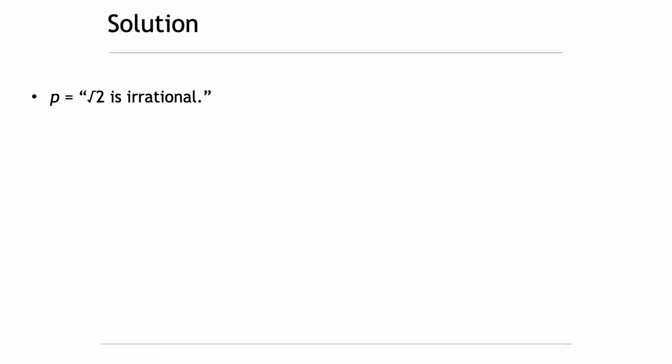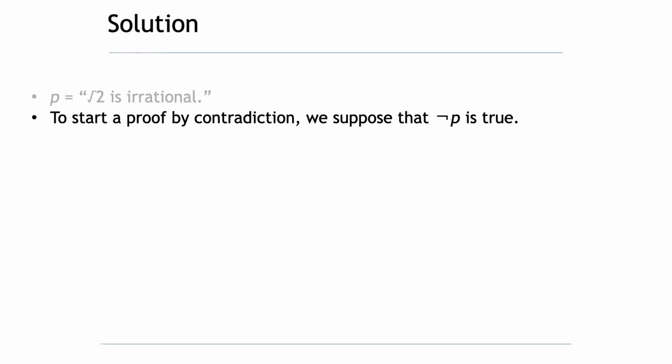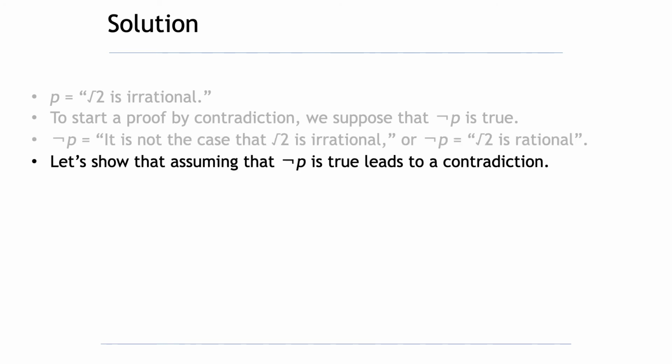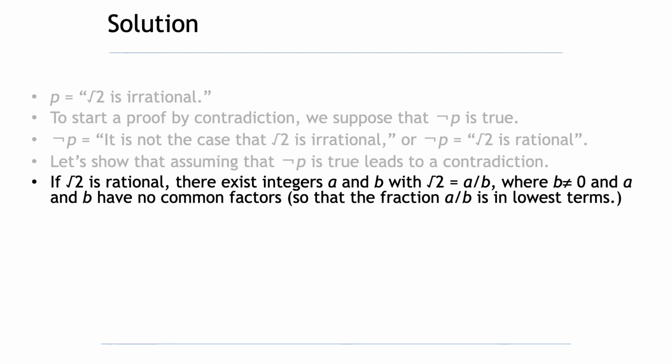So let's P be the proposition square root of 2 is irrational. To start a proof by contradiction, we suppose that not P is true. Then not P is: it is not the case that square root of 2 is irrational, or not P is equal to square root of 2 is rational. Let's now show that assuming that not P is true leads to a contradiction.